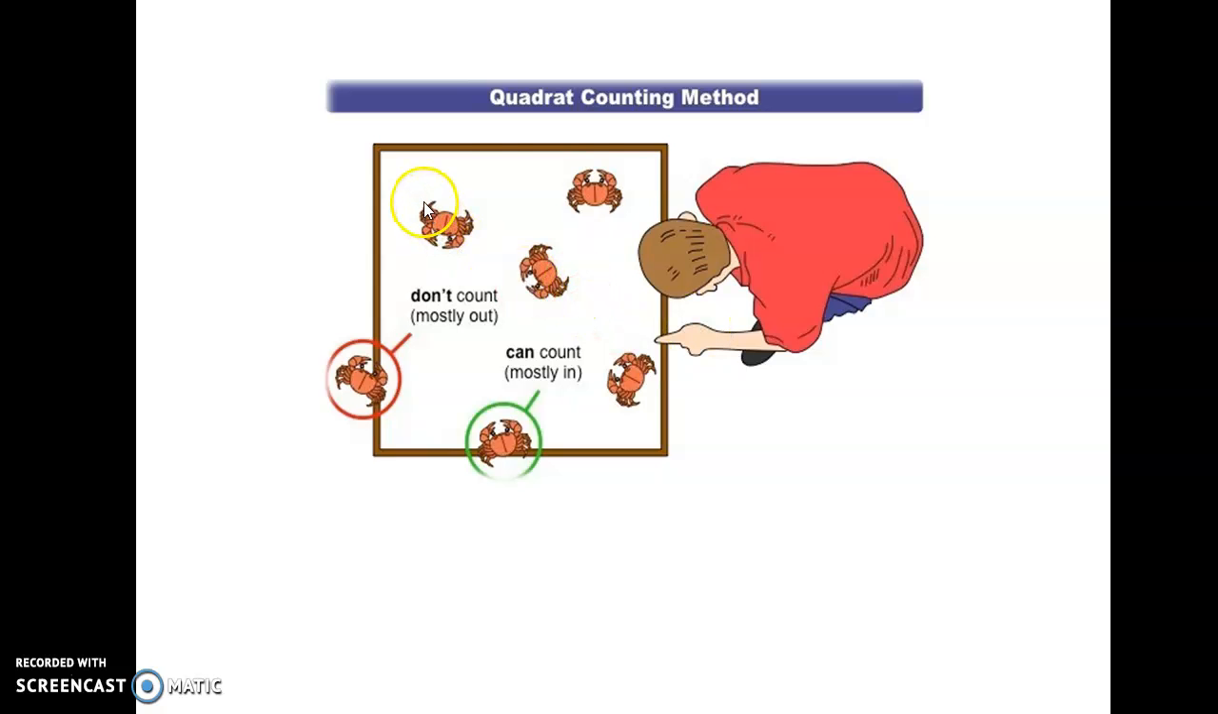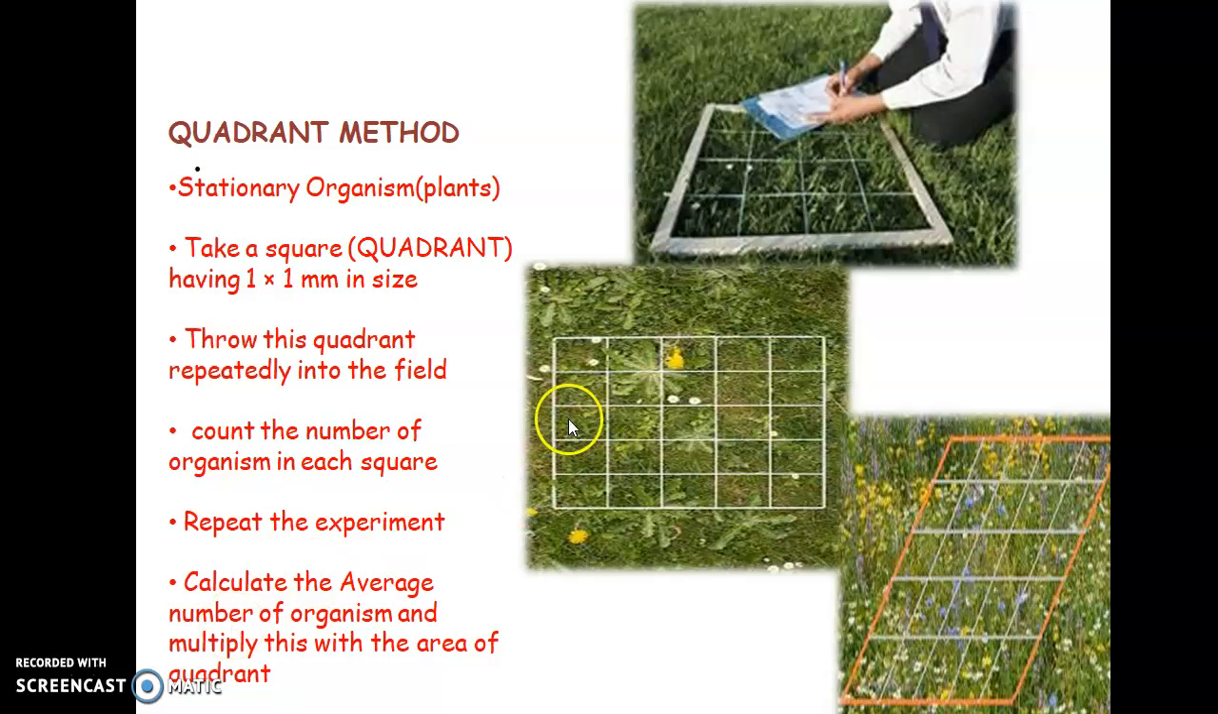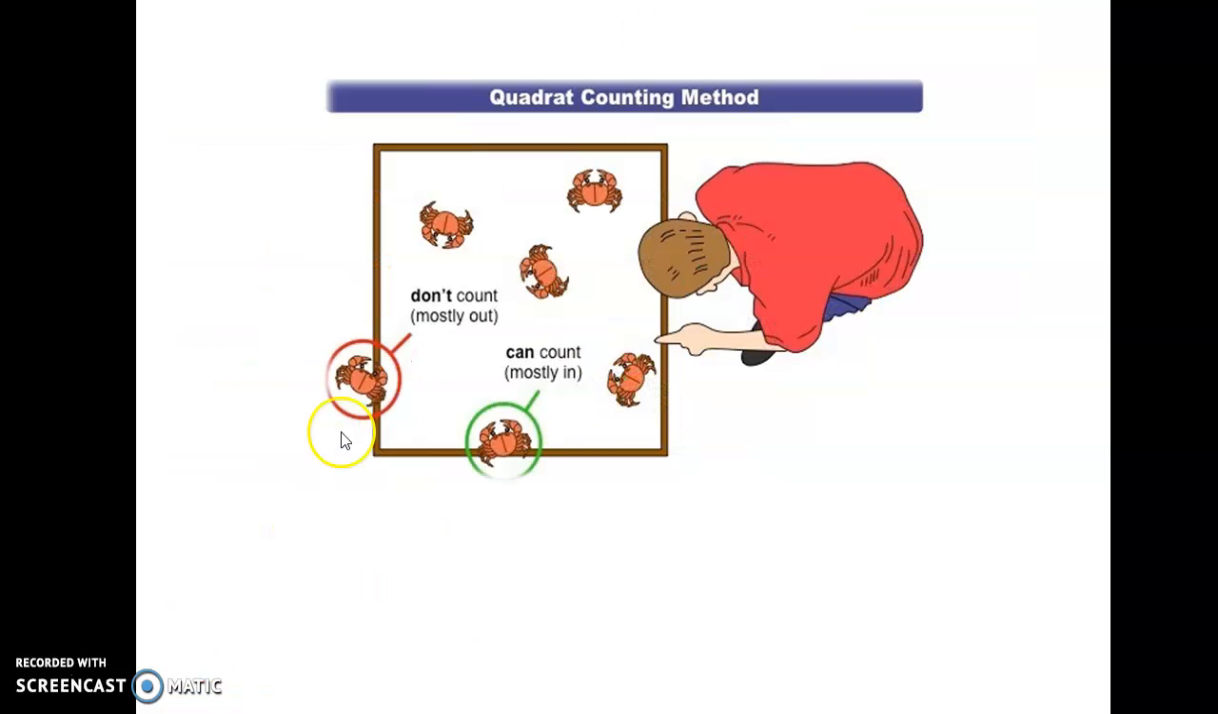Here you can see that this is a square, as in this picture. Here he is analyzing all of these, one square. In this one square, we can see 1, 2, 3, 4 crabs are there. Out of these 4, there are another 4 crabs.